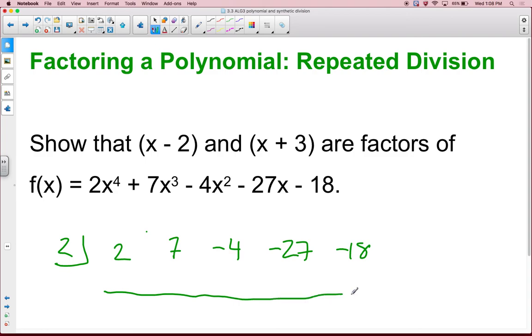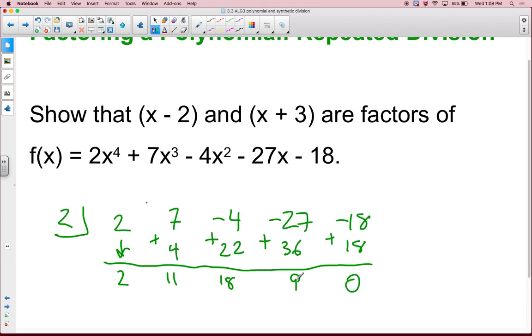And we're going to do the same thing. So here we go. We start out by bringing down the 2, multiply, add, multiply, add, that's an 18, multiply, that's a 36, add, 36 minus 27 is a 9, multiply, 2 times 9 is an 18, add, and we get a remainder of 0. That is telling us when we get a remainder of 0, it means that x minus 2 is a factor.